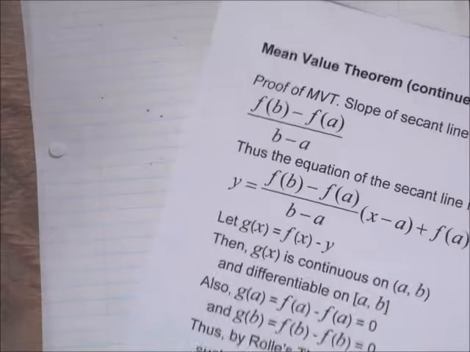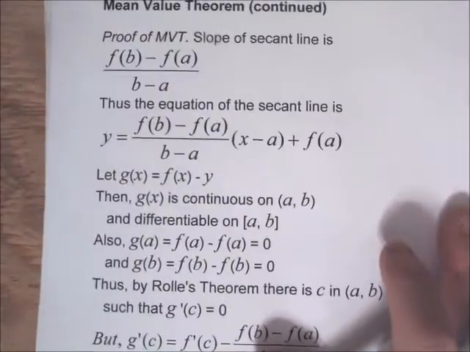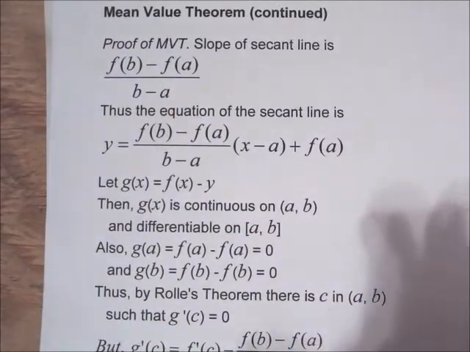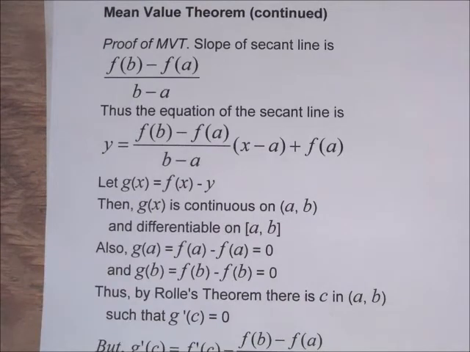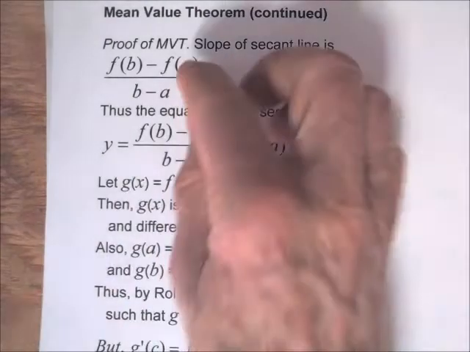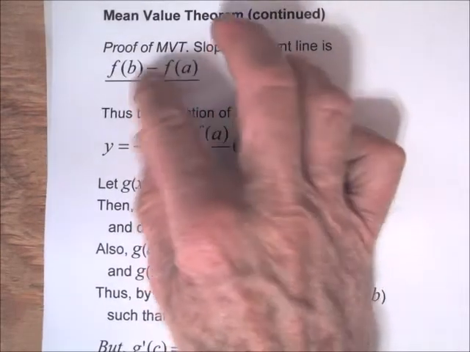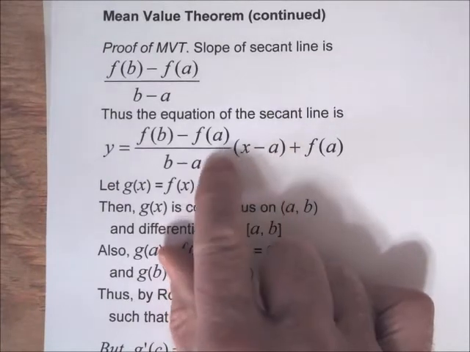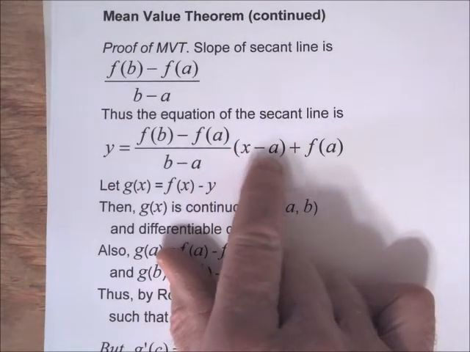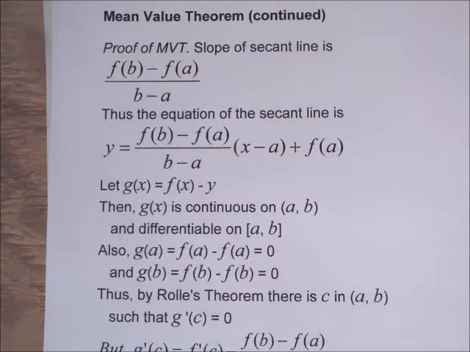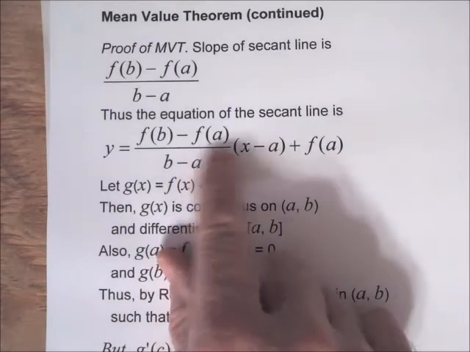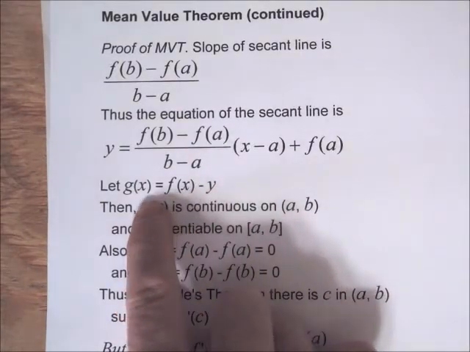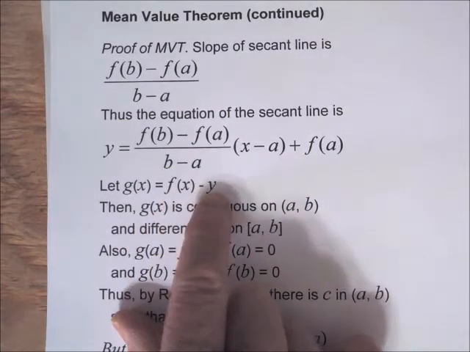Okay, so let's go over a proof of the mean value theorem. The slope of the secant line is just the difference of y values divided by the difference of x values, f of b minus f of a over b minus a. So that means the equation of the secant line, this is just a point slope form. It's the slope times x minus a plus f of a. And let's define y equal to that equation.